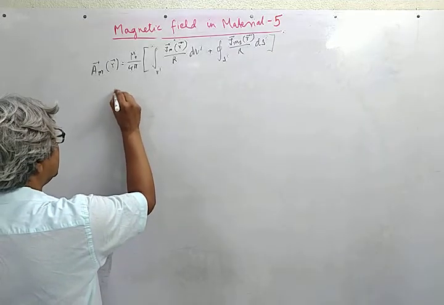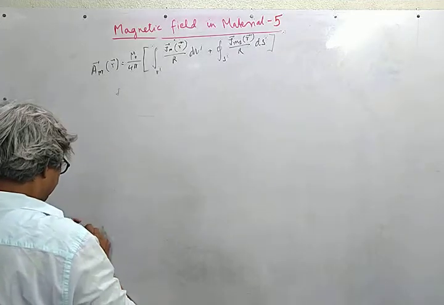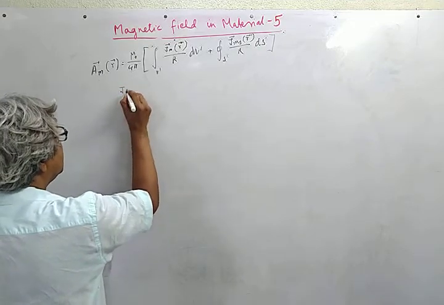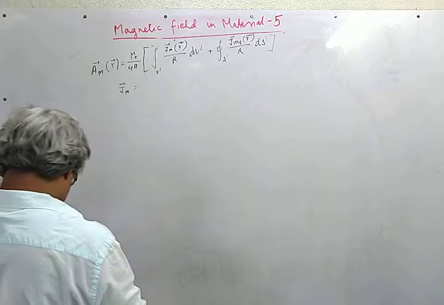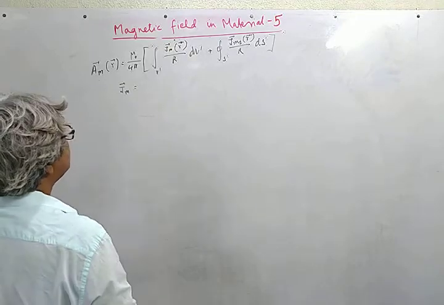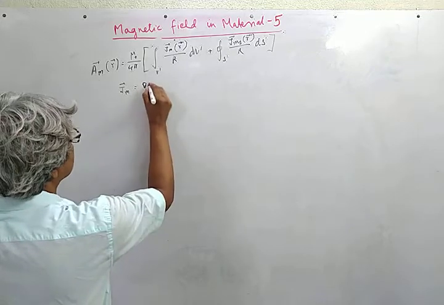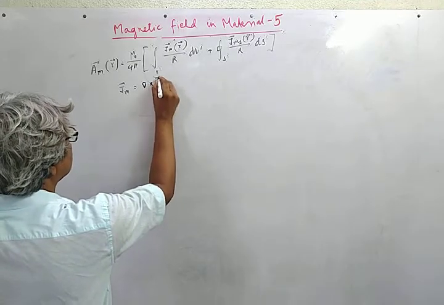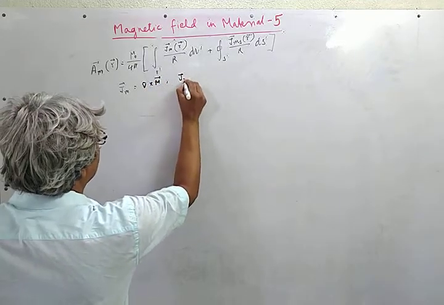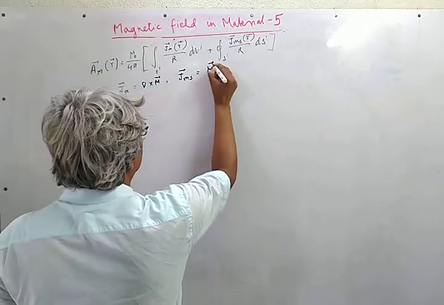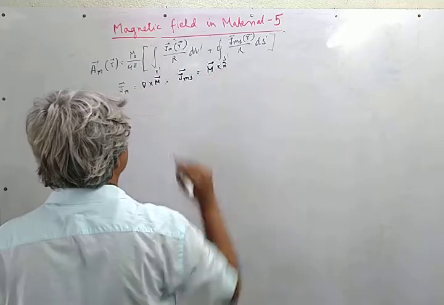So Jm is equal to curl of M, and Jms is equal to M cross n cap.